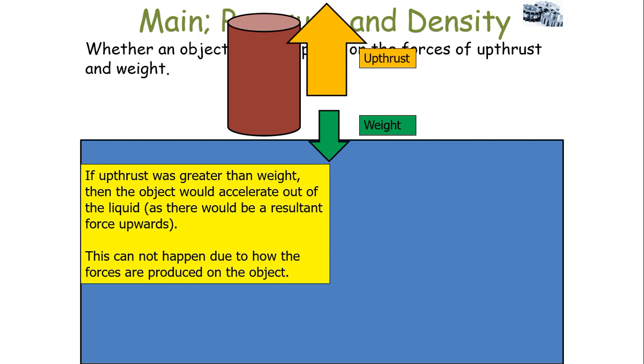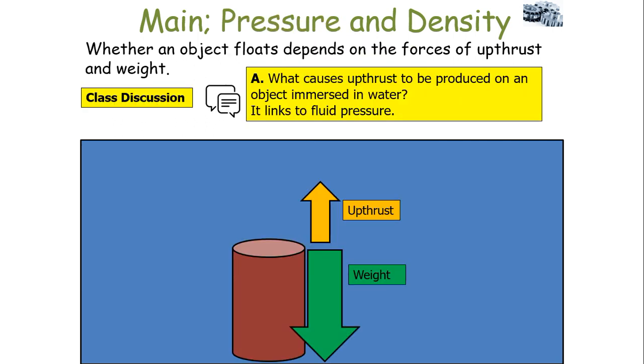Now, just to clarify something, if upthrust were greater than weight, then the object would actually accelerate out of the liquid, because there'd be a resultant force acting upwards, and the resultant force causes an acceleration. This couldn't happen due to how the forces are produced, so that scenario doesn't take place.